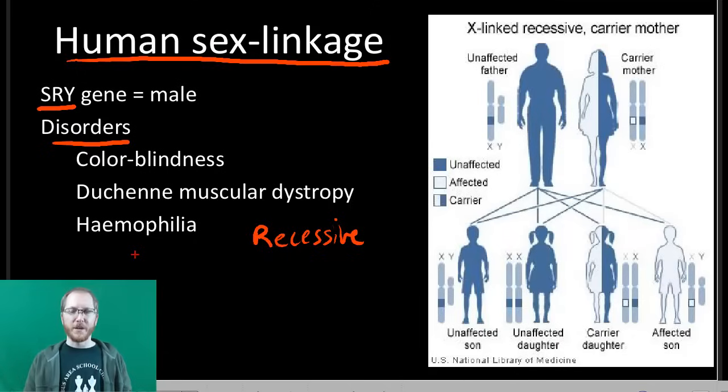So the general rule here is if it's sex-linked, males tend to be affected the most, because if it's Y-linked, always males are affected, because they're the only ones with a Y chromosome. If it's X-linked, males are normally affected, because they only have one X. And so because things are recessive, almost always, it makes it where it's very easy for them to get one bad allele, and then they're just screwed.